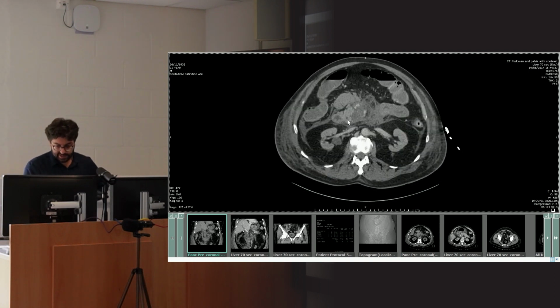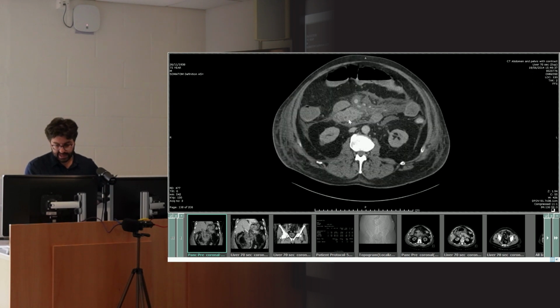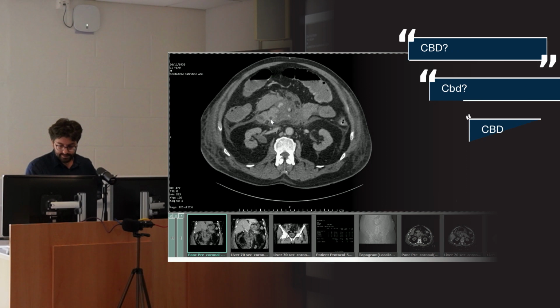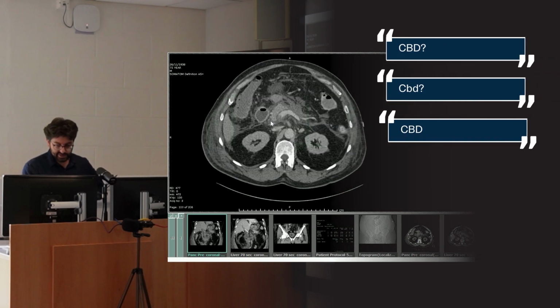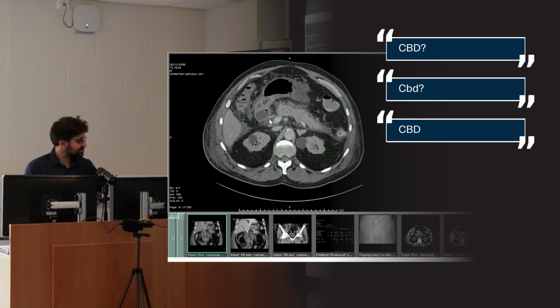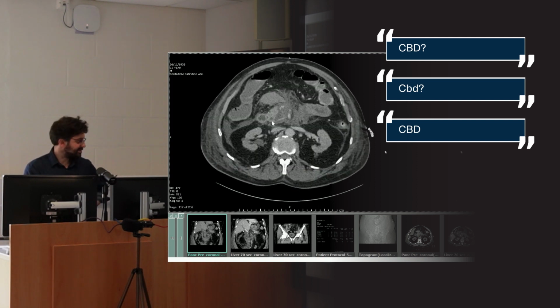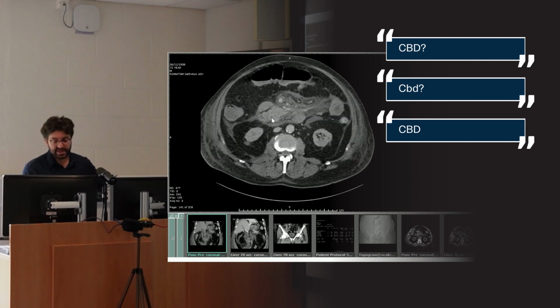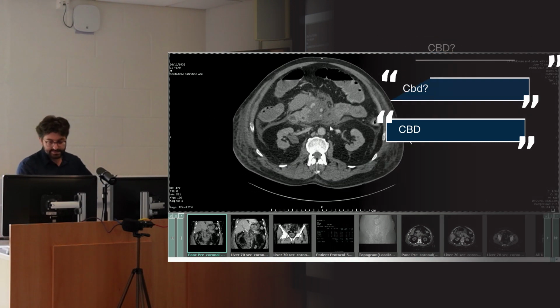What do you think this little dark tubular structure going through the pancreatic head might be? I'll give you a clue, it's fluid density. And it goes up to the liver. Any thoughts what that tubular structure might be? Yeah, absolutely right. CBD. Good. That will become important.